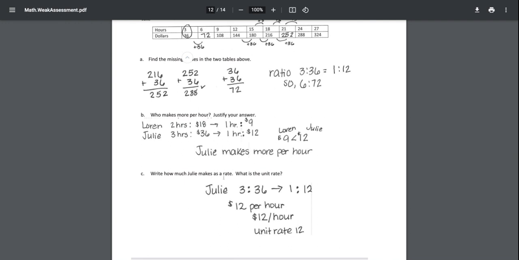Write how much Julie makes as a rate. So Julie makes $12 per hour. The unit rate is 12. So you need to make sure that you're doing the 36 divided by 3 to get the $12 per hour. I would take, because it's the rate, either of these, the unit rate is 12.